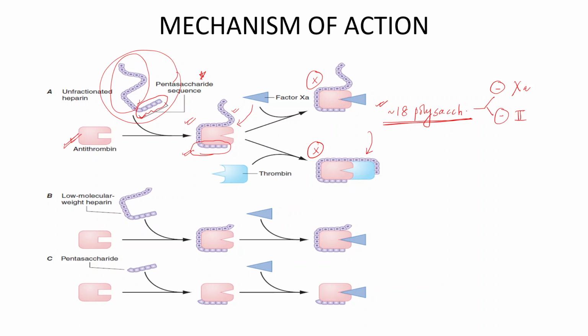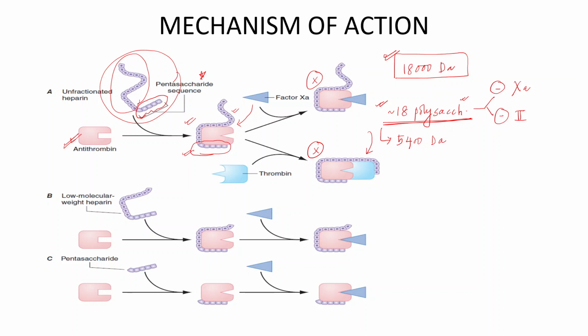Usually the molecular weight is around 5,400 Dalton for this 18 polysaccharide, but for the commercially available unfractionated heparin, the molecular weight is around 18,000 Dalton. If you take the active molecule from that unfractionated heparin, it is only this 18 polysaccharide length molecule, and this has a molecular weight of only 5,400 Dalton.